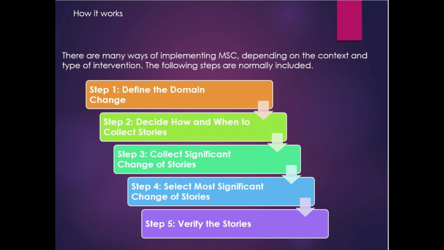To define the domain, we need to focus on 3 areas: changes in the quality of people's lives, changes in the organizational culture, and changes in the ways our beneficiaries interact with each other. So this is the first step.